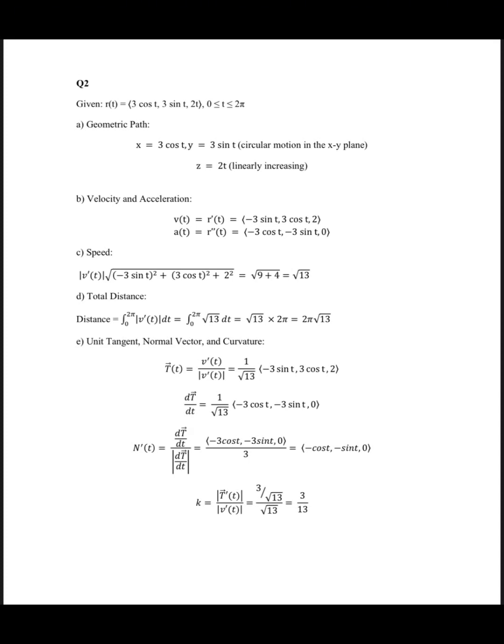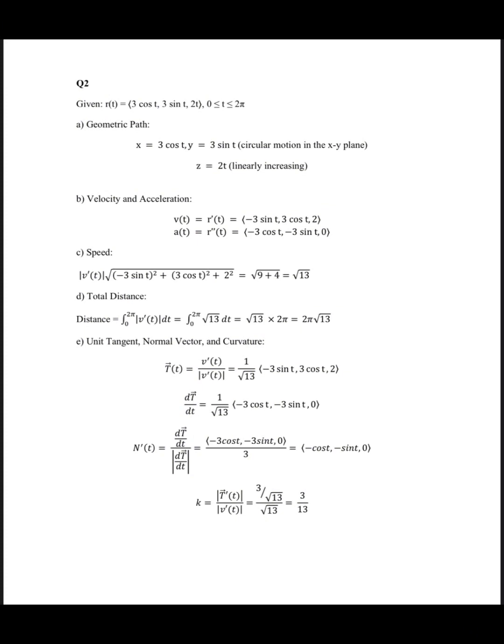For part E, unit tangent, normal vector and curvature. First, unit tangent. T(t) is equal to r prime of t over the magnitude of r prime of t, equals 1 over square root of 13 times the vector negative 3 sin t, 3 cos t and 2. Then take the derivative dT over dt, which is equal to 1 over square root of 13 times the vector negative 3 cos t, negative 3 sin t and 0.